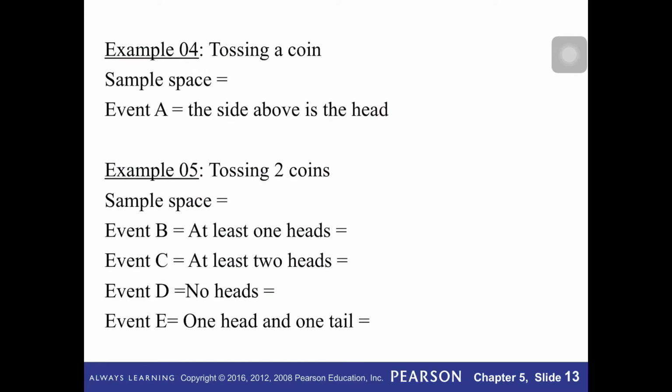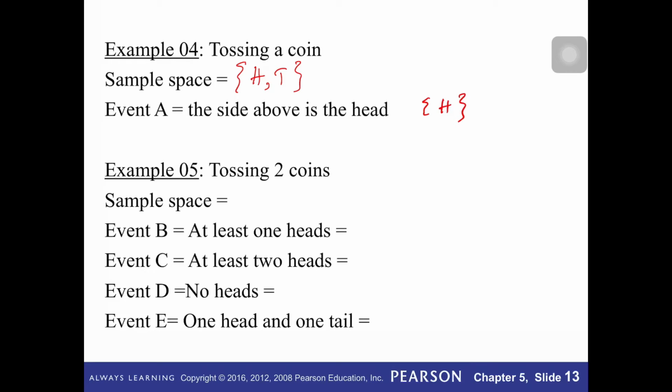Tossing a coin, sample space. As I mentioned, what is the sample space? The sample space is head or tail, right? Tossing a coin just once. So event A: the side above is head. Event A means this one, head.